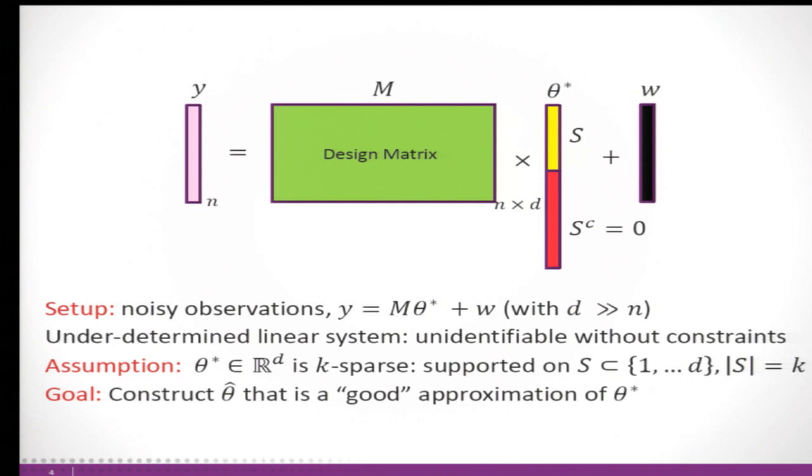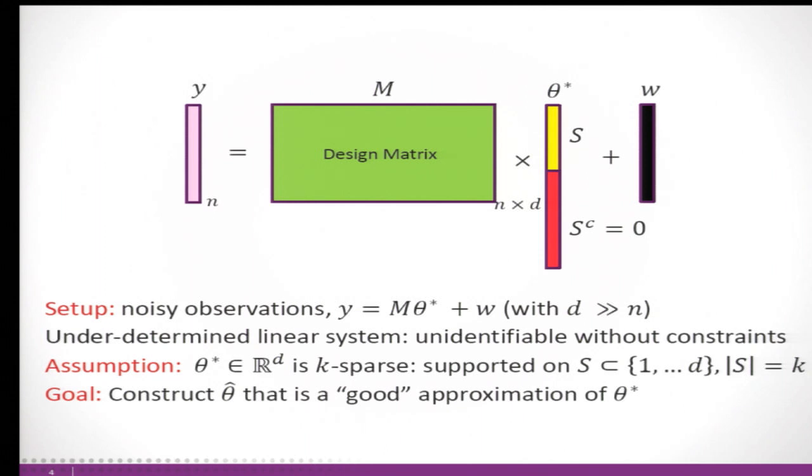So a typical assumption in these kinds of problems is the assumption of sparsity. The assumption is that theta star is k-sparse. So the support of theta star is only on k points out of the d points. So now the goal is, under this assumption on sparsity of theta star, can you construct a theta hat that's a good approximation of theta star?